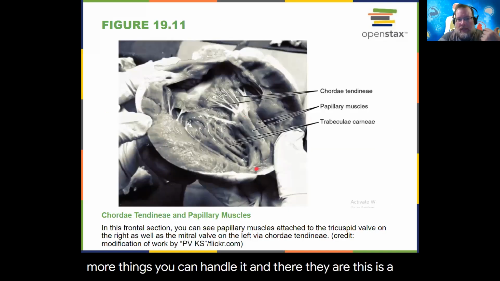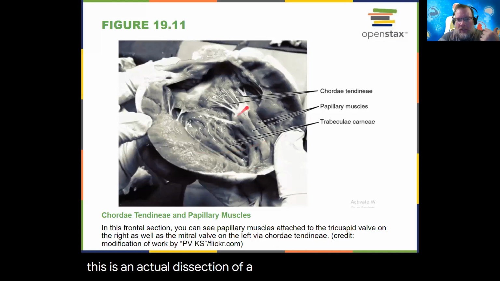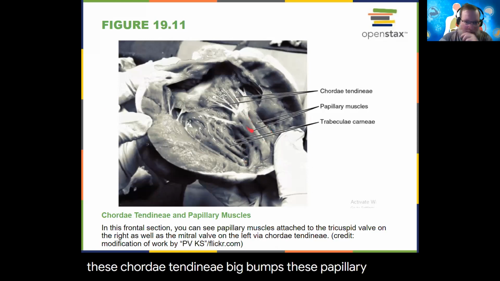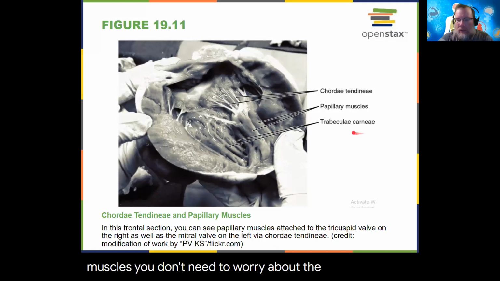And there they are. This is an actual dissection of a heart. You can see again these chordae tendineae, and then these big bumps, these papillary muscles. You don't need to worry about the trabeculae carneae. Don't worry about those. Just these top two: chordae tendineae and papillary muscle.